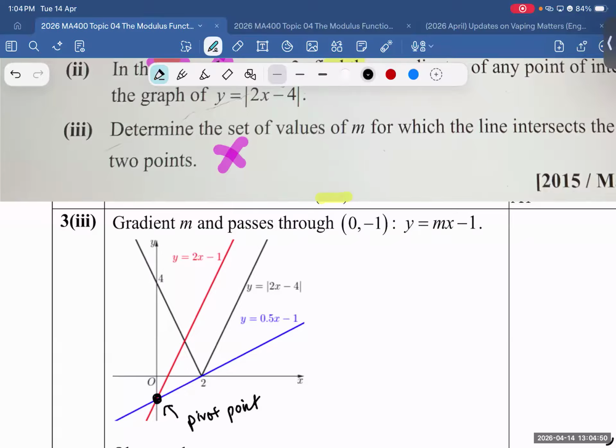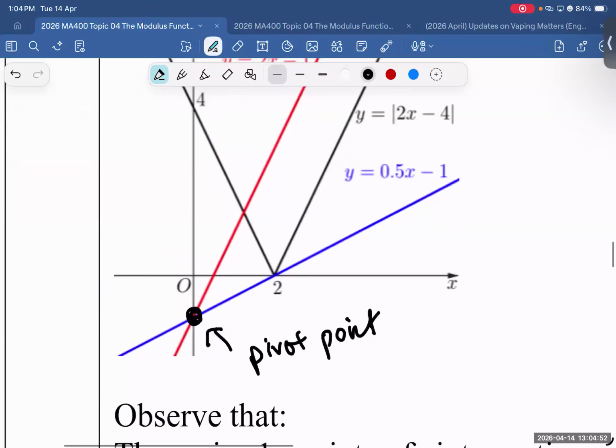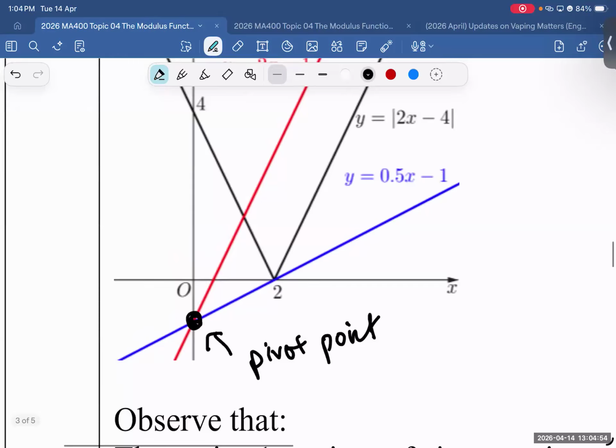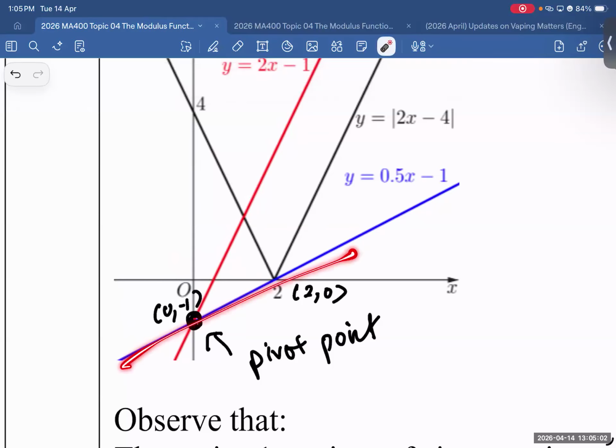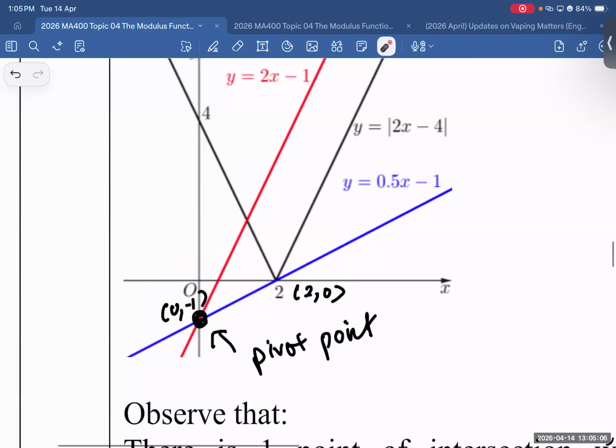How do I get 0.5? This point here is (2, 0). This point here is (0, -1). I find the gradient. Is it okay? A similar question was done in AML, as well as the golf ball question, the golf course question. Yes, sir.